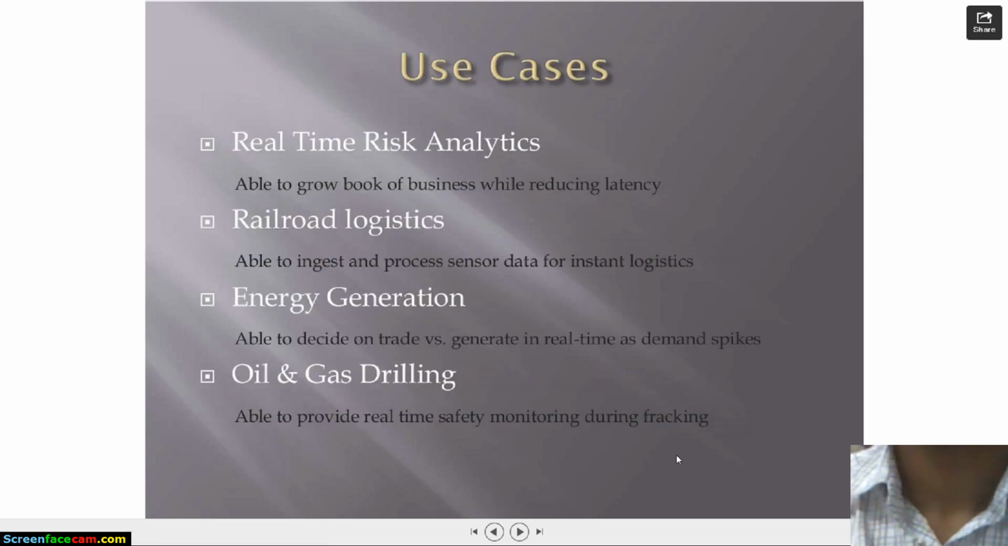Moving on, the use cases. These are some of the use cases where in-memory computing is being used.